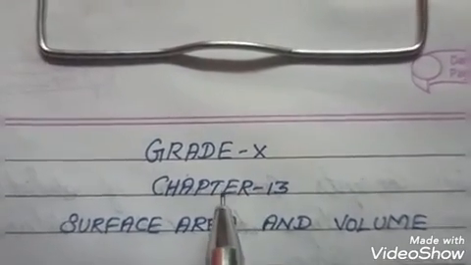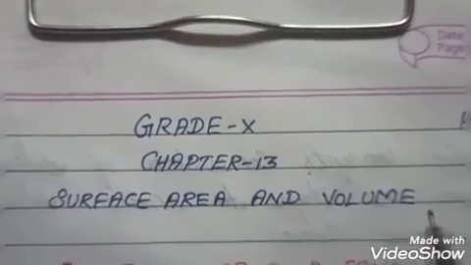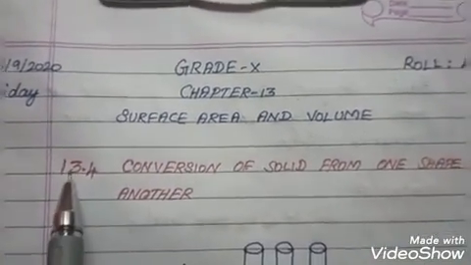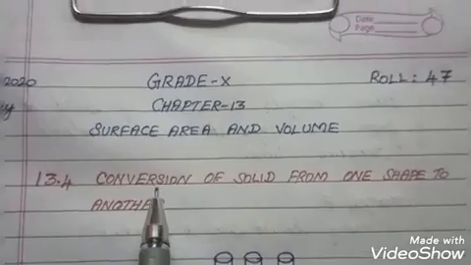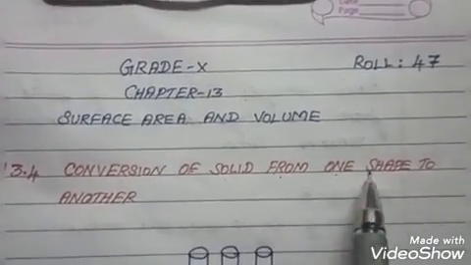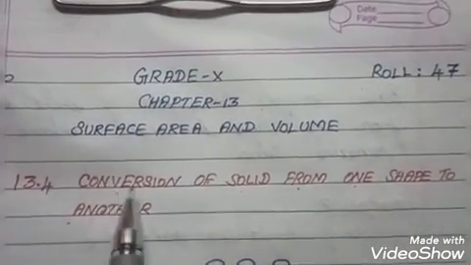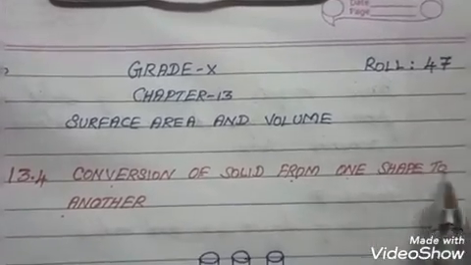So today we have to continue the same chapter 13, surface area and volume. Now we have to see the topic 13.4, conversion of solid from one shape to another. Conversion of solid from one shape to another.